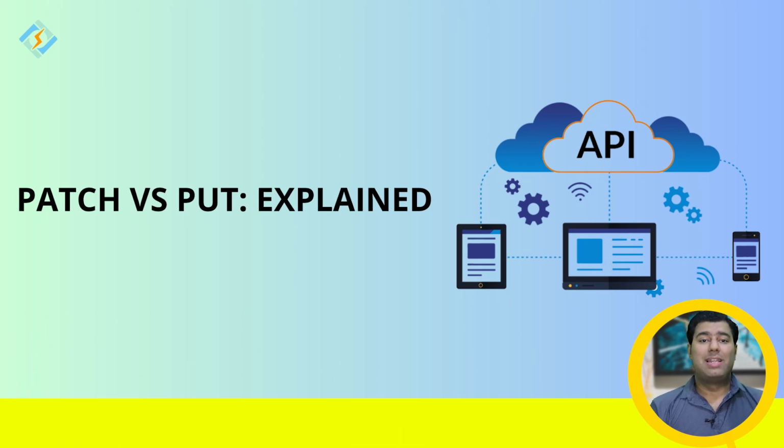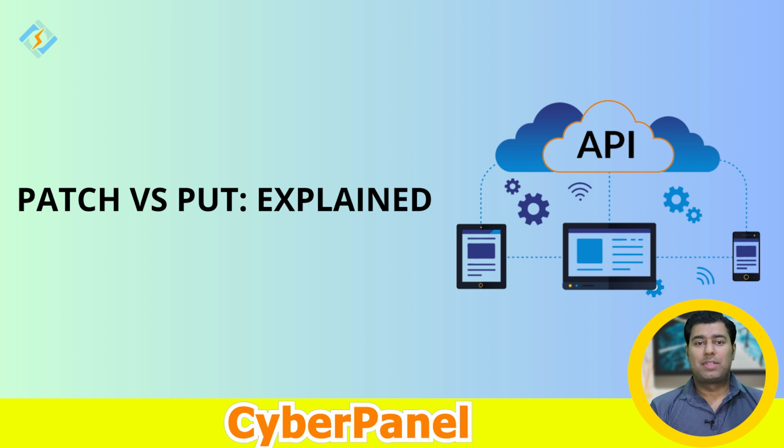In this video, I will explain patch versus put. Patch versus put are two reliable HTTP methods for updating resources when working with REST APIs. Both may seem similar but are actually quite different. Think of a REST API like a digital filing cabinet.